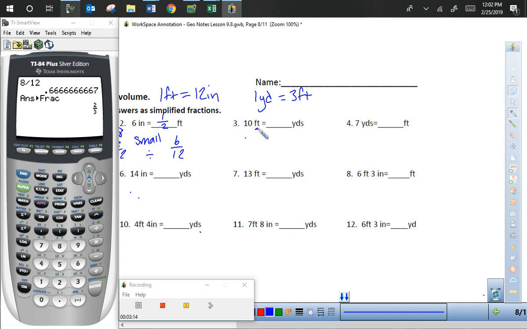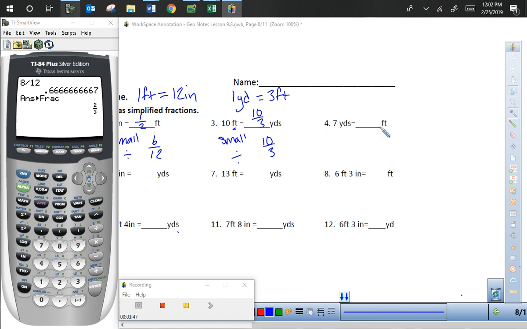So a foot is smaller than a yard since it takes 3 of them to get to 1 yard. So again, we're starting with the smaller one. We're going to divide. This time it says 3 feet in a yard, so we'll divide by 3. Okay, 10 over 3 we can't reduce, so we'll just leave it right like that. It's nicer for us to work with this improper fraction versus a mixed number because of what we're going to be doing with these numbers when it comes to our application problems with volume.